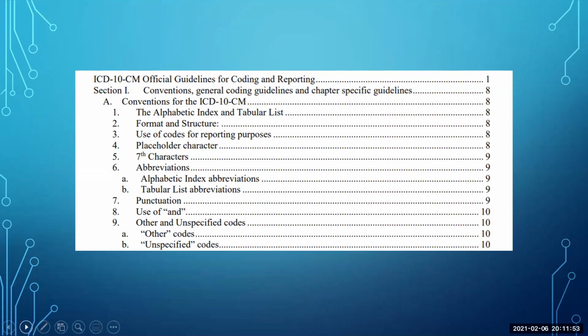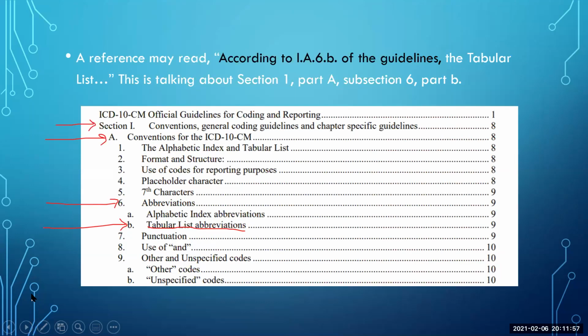Let me give you an example. You might get a reference that says, according to 1A 6B of the guidelines, the tabular list, and it'll give you some explanation about what they want you to do with that reference. This reference here, 1A 6B, is talking about section 1, letter A, number 6, then subletter B right here. So we're talking about tabular list abbreviations. You see it starts with the most general, the section number, then a little bit more specific, the letter, then the number, even more specific, and the most specific is this final letter or number.